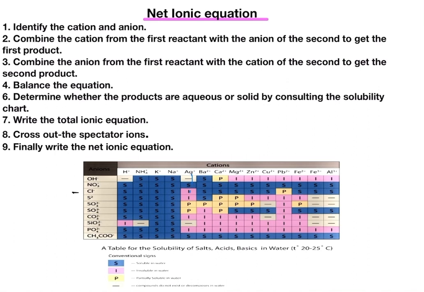Then the next point, write the total ionic equation. Cross out the spectator ions. And finally, we'll write down the net ionic equation. So let us understand how to write down the net ionic equation with the help of an example.